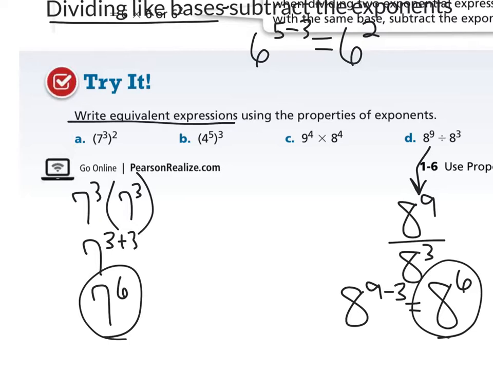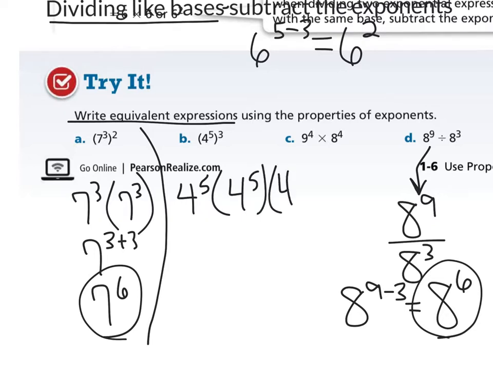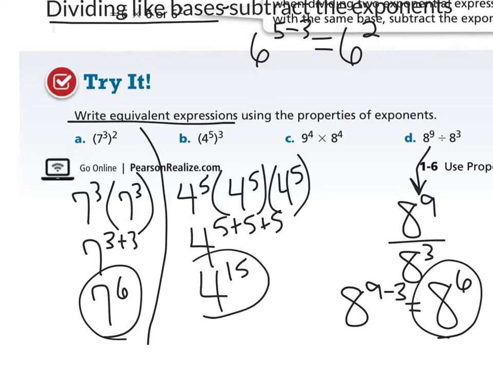Part B, 4 to the 5th cubed, 4 to the 5th times 4 to the 5th times 4 to the 5th. And then since we're multiplying, we got 5 factors, another 5 factors, another 5 factors, gives us a total of 15 factors. So 4 to the 15th power.